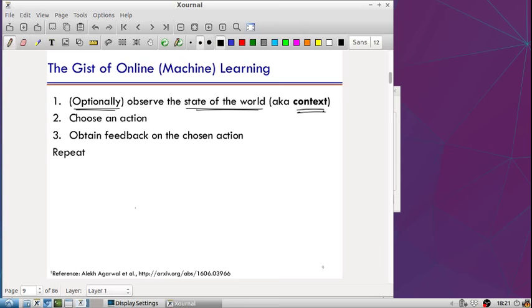Your action can be as simple as saying, okay, the feature is an image, I can classify it as a cat or something. But it can be more complicated, and that's why we are using this language: I get a context, optionally, and then I respond with an action. An action is essentially a decision, so we're going to use the word action to mean decision. Once we take the action, we can potentially get feedback, so we obtain feedback on the chosen action.